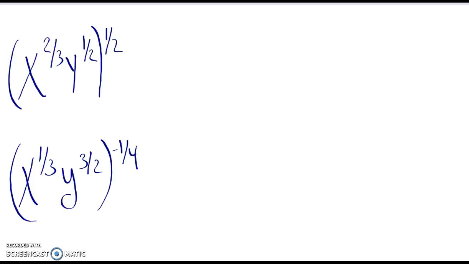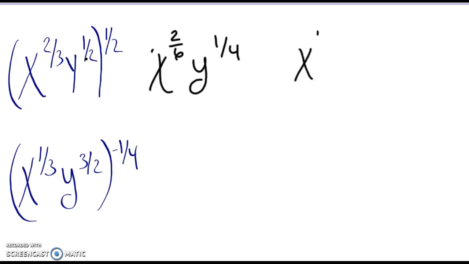Now here, I happen to have two numbers inside the parentheses. You need to distribute the 1/2 to every single one. So that would be x to the 2/6, y to the 1/4. So I need to reduce my fractions: x to the 1/3, y to the 1/4.